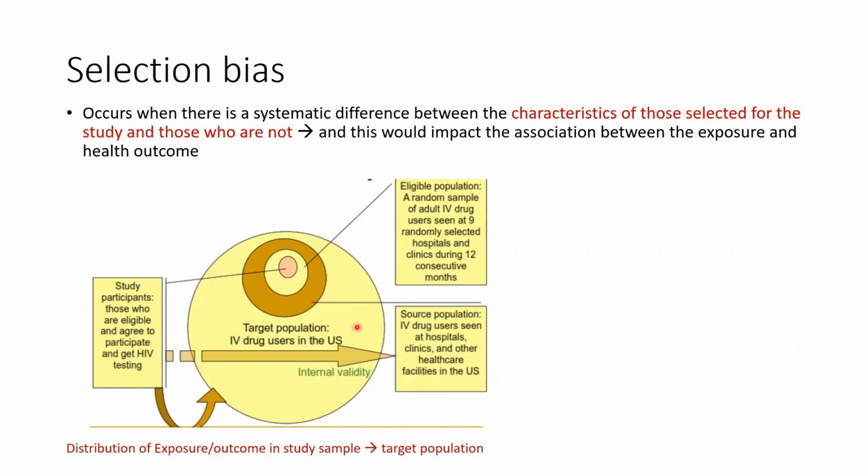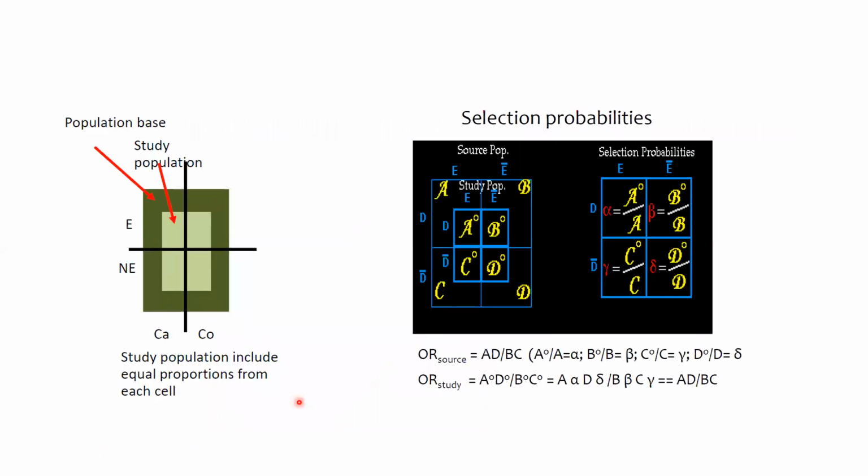So you can see the difference between the target population and this small circle, which corresponds to my study participants. What I really want at the end of the day is that the distribution of my exposure and my outcome in my study participants would be basically the same as in the target population. It would reflect the same distribution. And this is a nice illustration of the concept of selection probabilities.